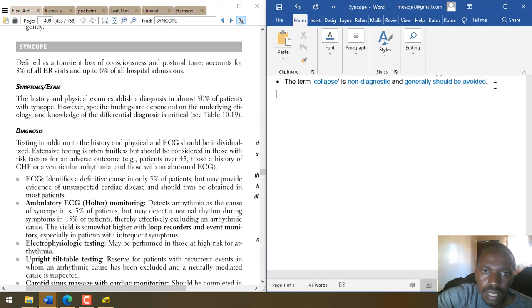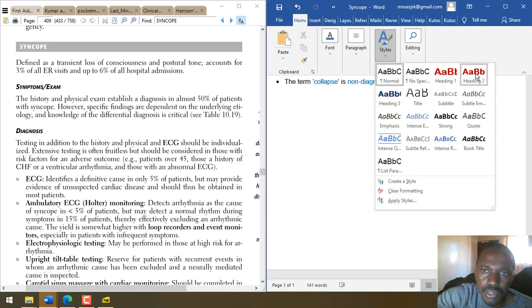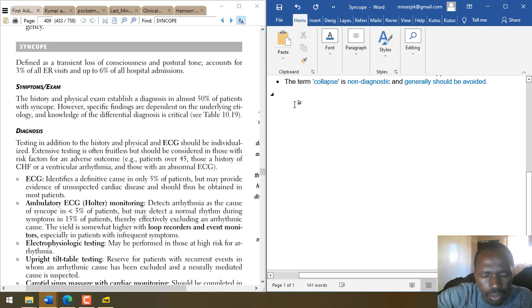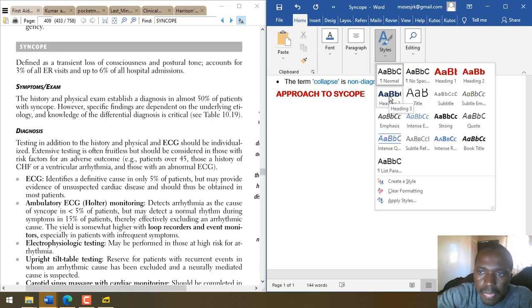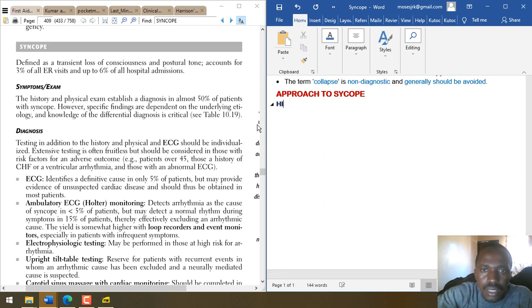So the next heading that we shall put under here is approach to syncope. Should we say approach or causes of syncope? I think let's put approach first. Approach to syncope. Okay, and the first thing that we'll look at is history. So this is heading 3, history.